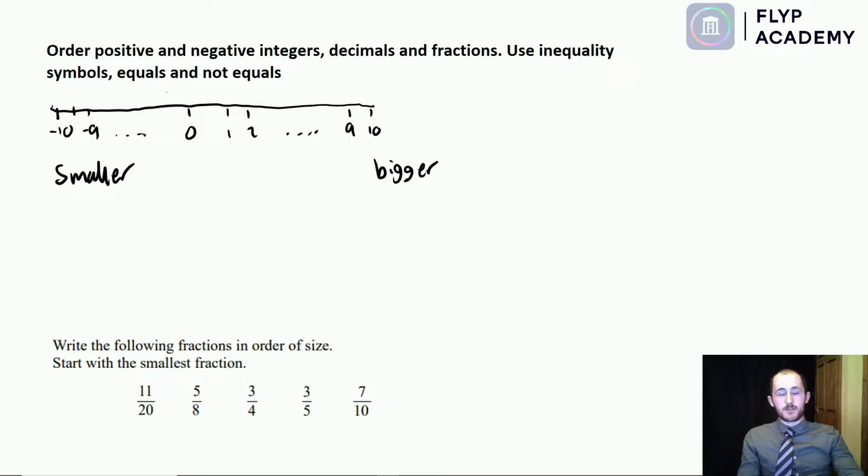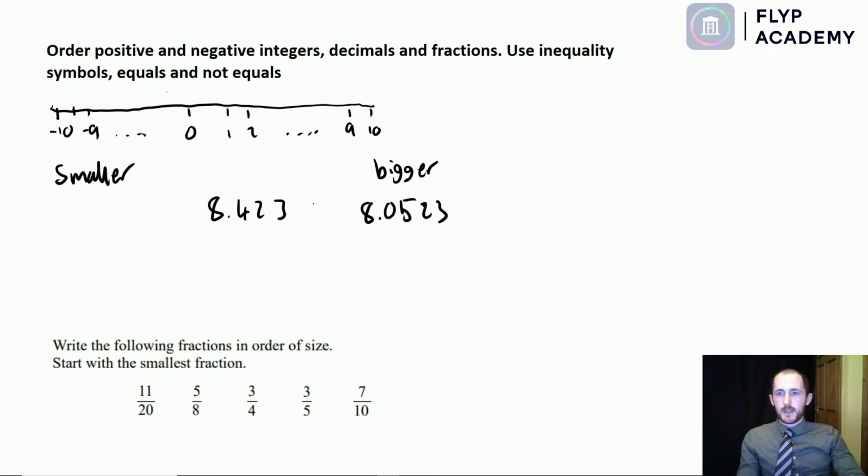With decimals, you need to also think about place value, which we'll get onto a bit later on as well. But for example, something like 8.423 is bigger than something like 8.0523. Okay, and that's all about place values.